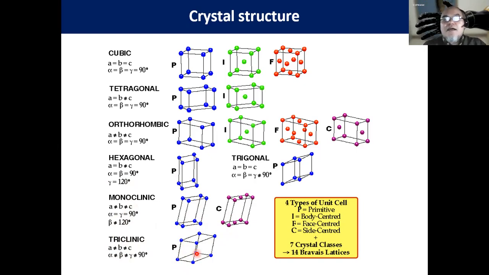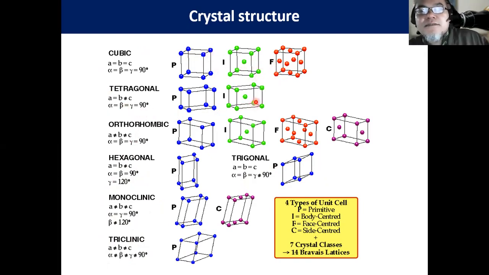So from here we have 7 crystal classes: 1, 2, 3, 4, 5, 6, 7. Cubic, tetragonal, orthorhombic, hexagonal, trigonal, monoclinic, and triclinic. Each one has types. For example, cubic has 3 types: simple cubic like this, body-centered cubic and face-centered cubic.